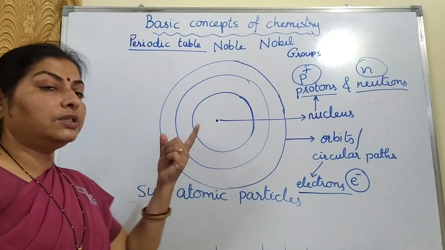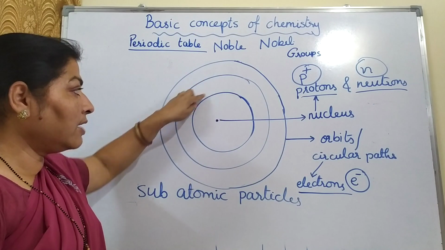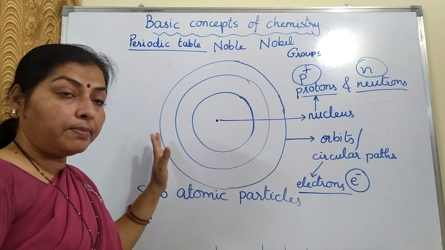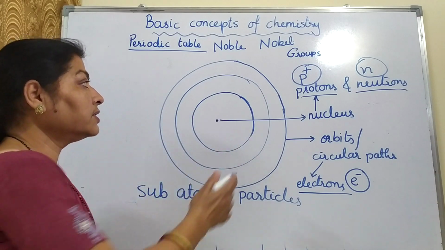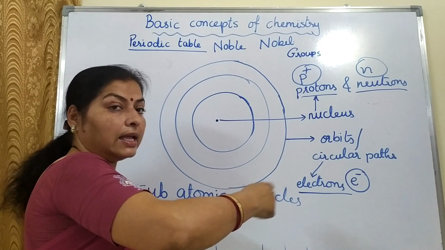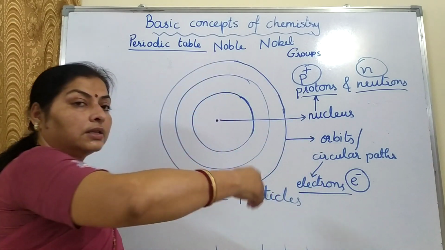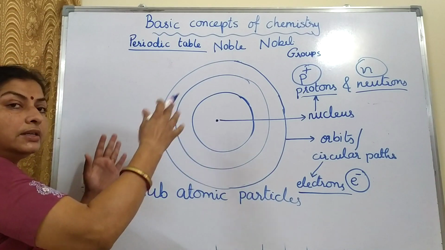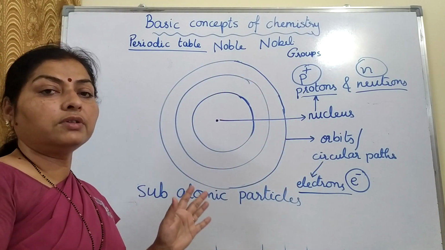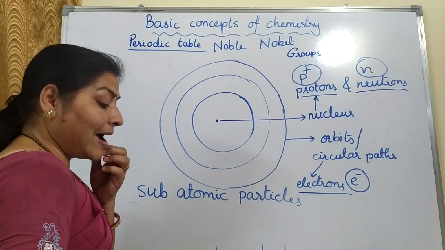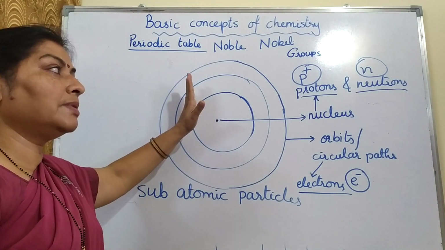For example, hydrogen has only 1 electron, so hydrogen will have only 1 circular path. Sodium will have 3 circular paths. The capacity of the first circular path or first orbit is 2 electrons, second is 8, third is 8. So like that it keeps on growing with the number of electrons in the atom of the element. Okay, so this much is clear.